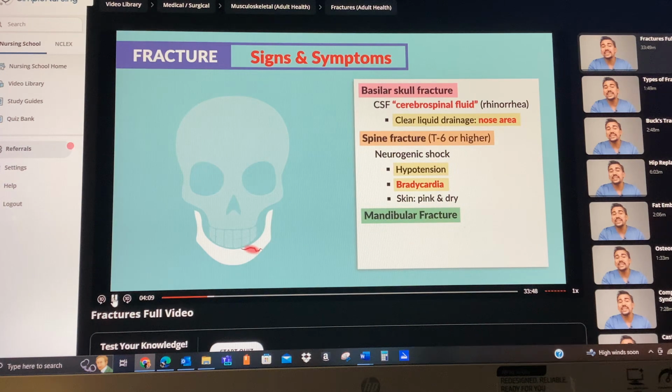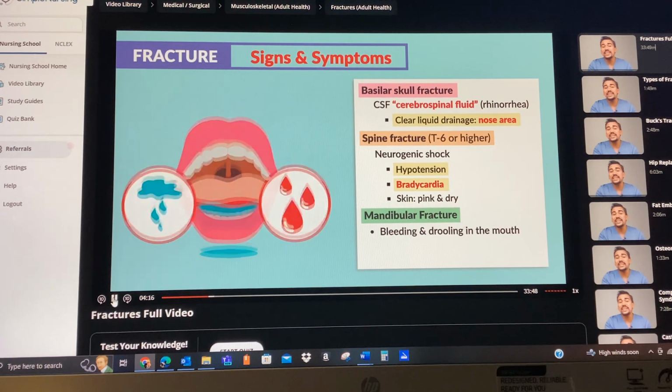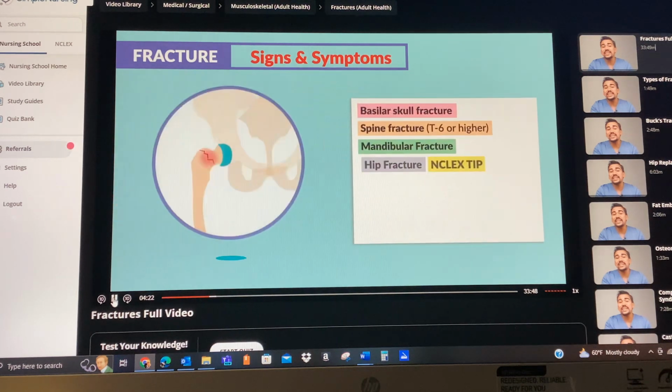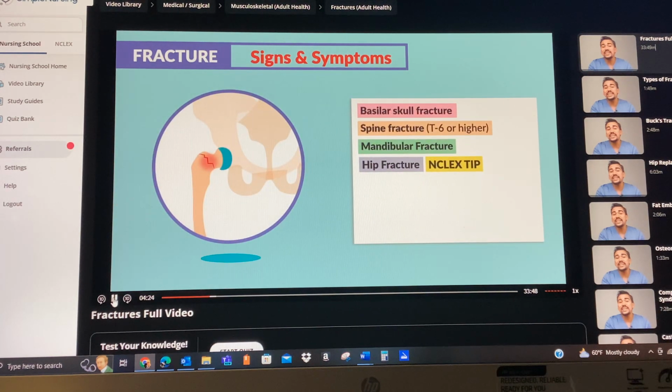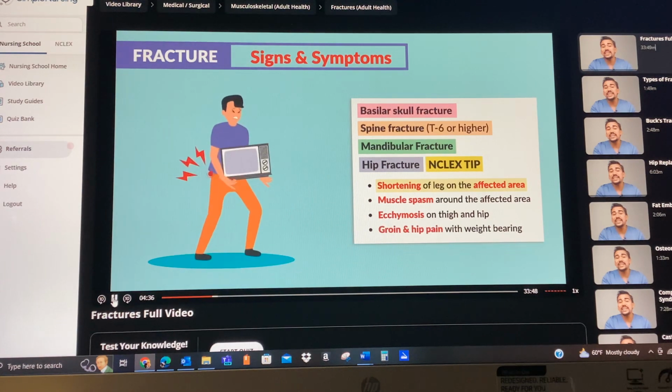Now for a mandibular fracture, or basically a fracture to the mandible area, we'll see bleeding and drooling in the mouth, so we suction the mouth and the oropharynx. This is done to protect the airway here. Now for hip fractures, big NCLEX tips here. Key signs are shortening of the leg on the affected side, caused by the muscle spasms around the affected area. And we'll see ecchymosis on the thigh and hip, as well as groin and hip pain with weight bearing.